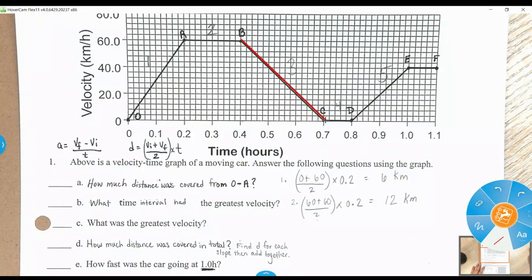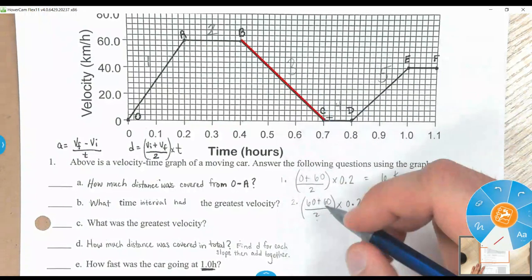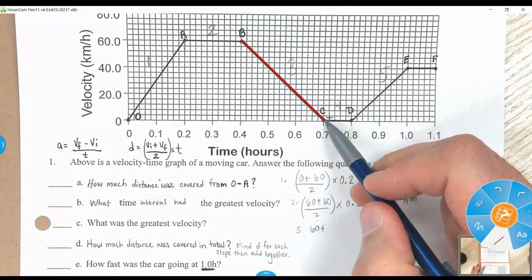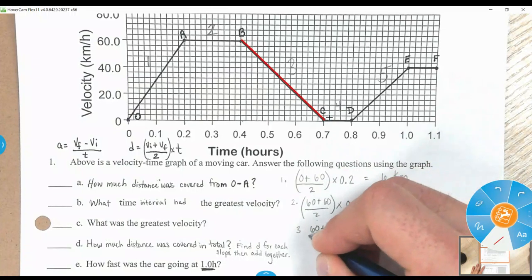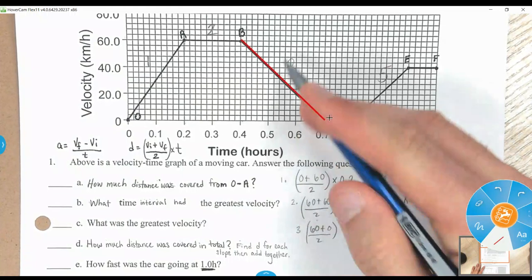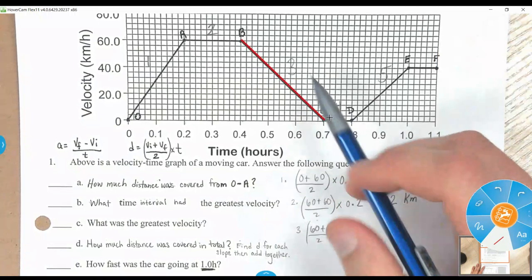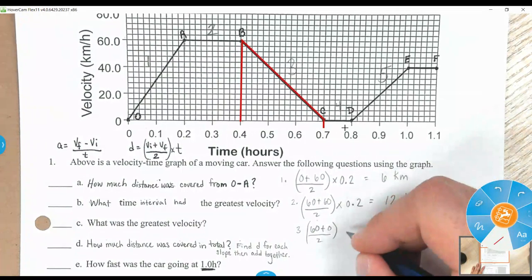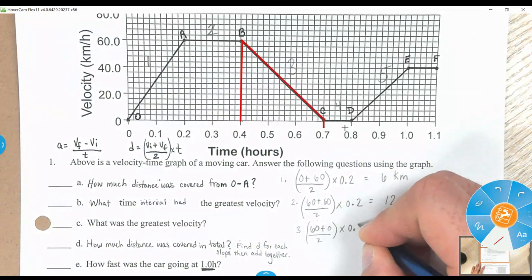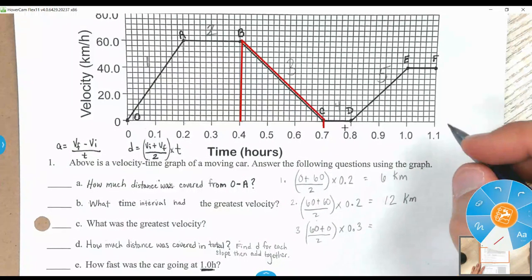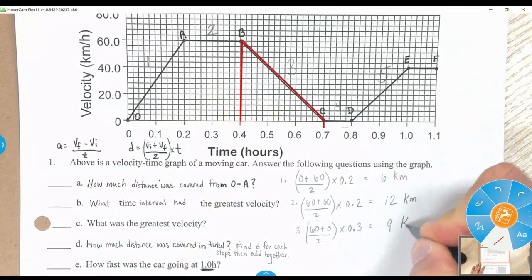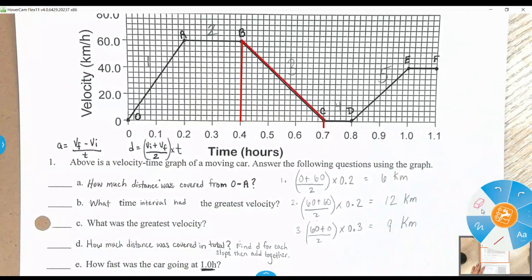Line segment 3. Your initial is 60. Your final here is 0. Cut that in half because it's a triangle slope. And multiply it by how long we were moving for. The start of this was at 0.4 and it ends at 0.7. So you're going to multiply this one by 0.3 hours of time. And you're going to get 9 kilometers.